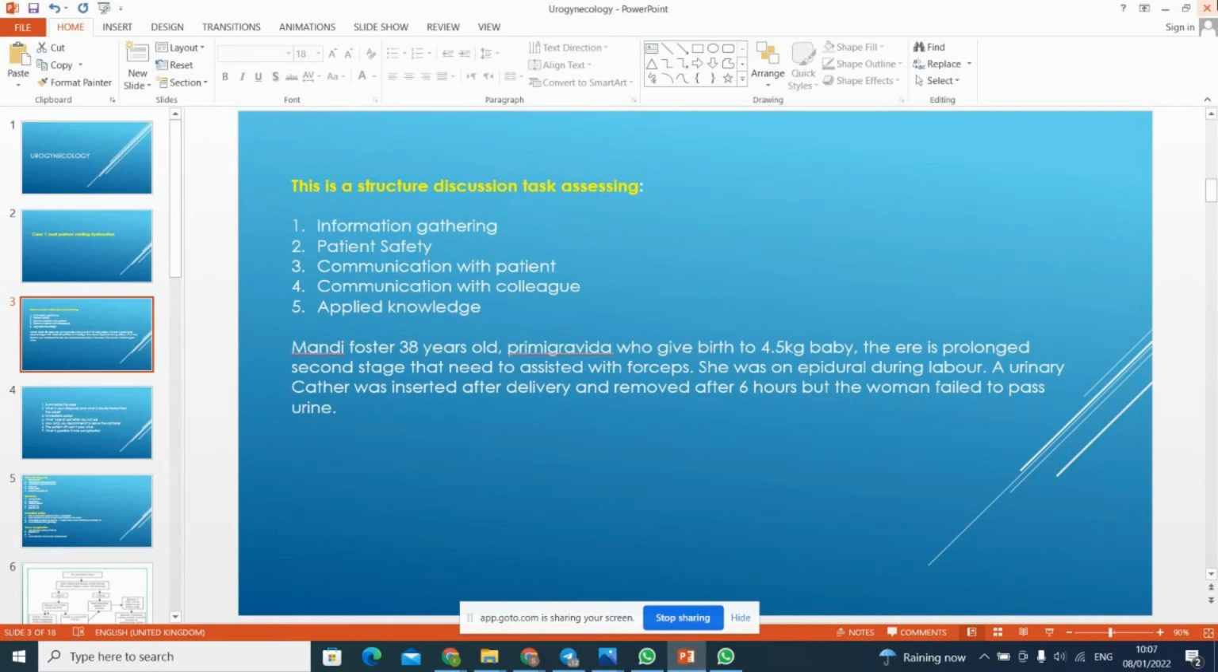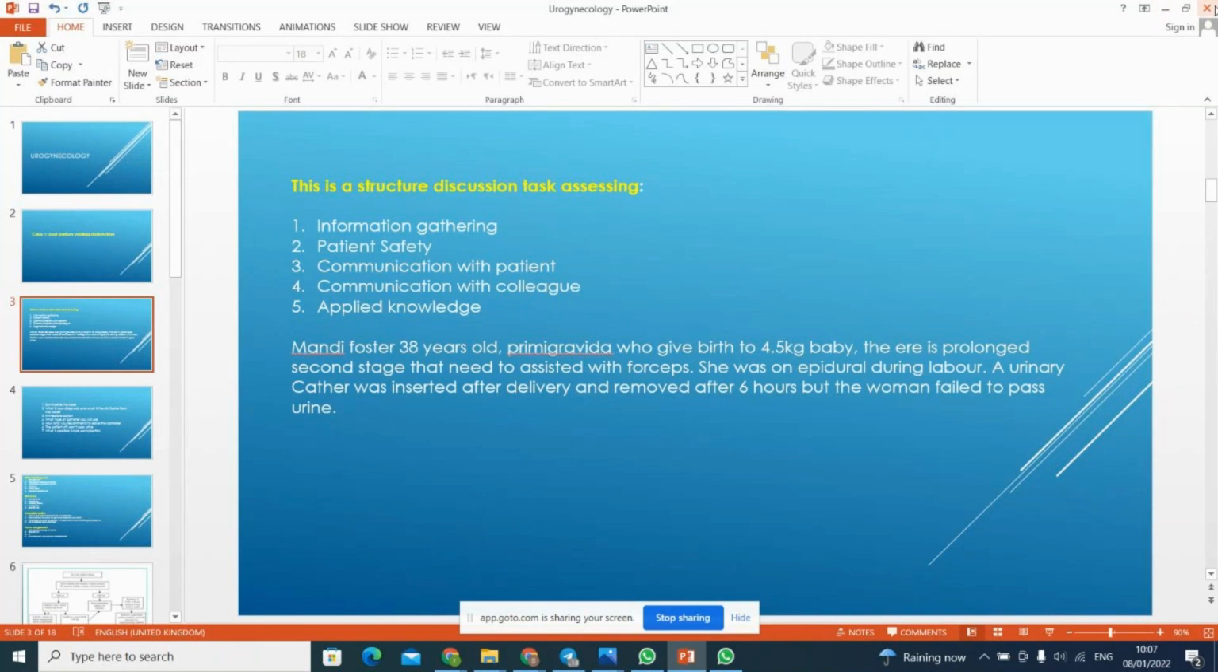Then in her history, I can see that she delivered a 4.5 kilogram baby through forceps. So I want to know about the delivery. I can see that she had an epidural, which is also a risk factor for postpartum voiding dysfunction. I want to know whether she had any problem, any tears during delivery. I can see that she had a prolonged labor, a prolonged second stage, so what was the reason? I want to know more about her delivery.